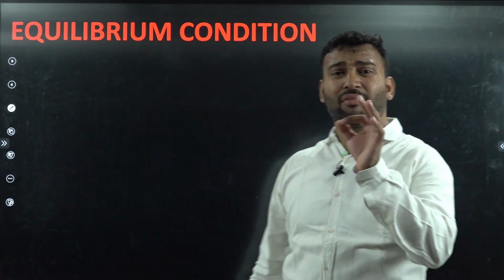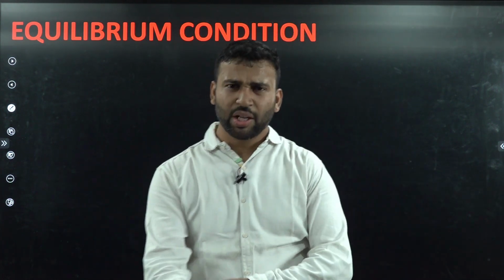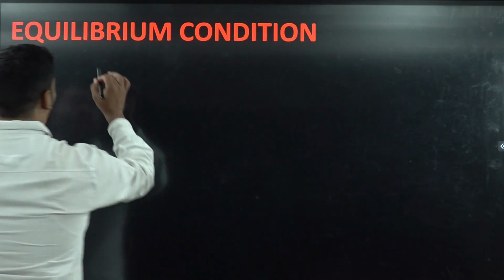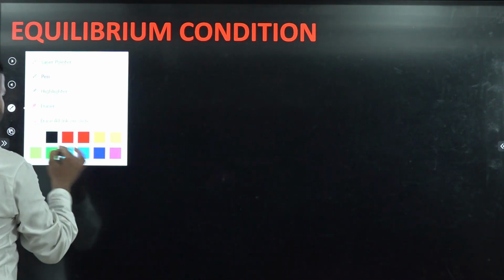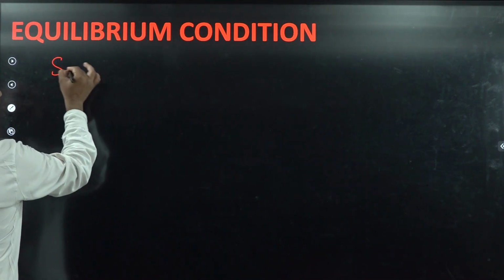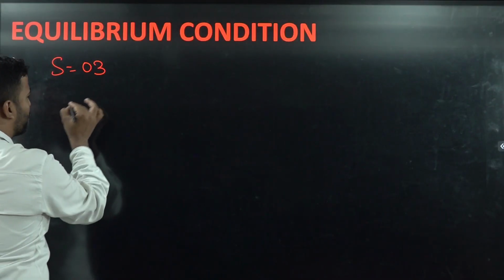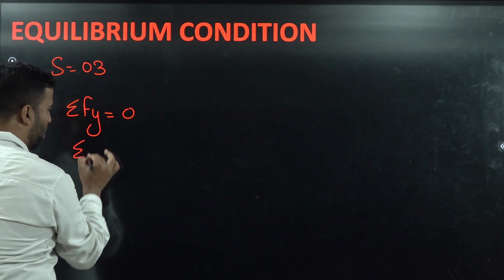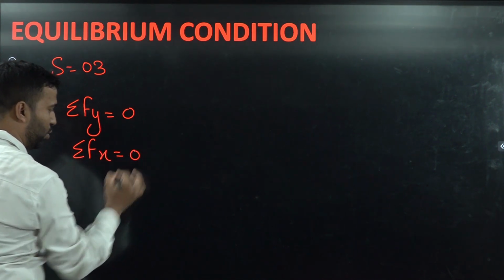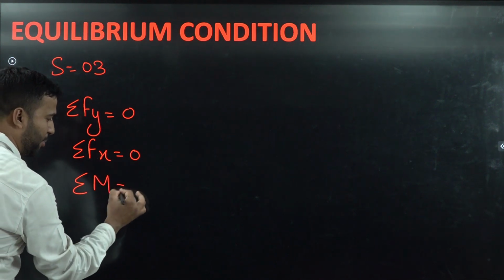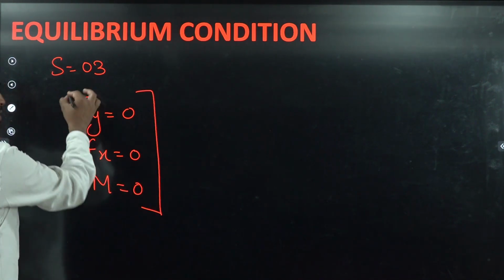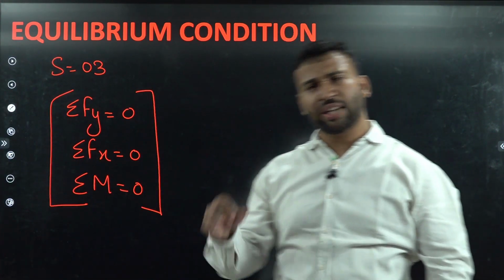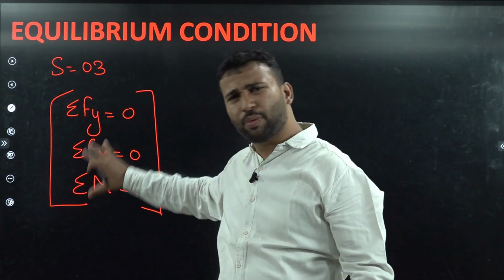Now what does the equilibrium condition mean? Yes student, we have already studied this concept, that in our structures we will have three equilibrium conditions. The first one is summation of all the forces in the vertical direction equals 0, summation of all the forces in the horizontal direction equals 0, and summation of moment about any point in the body equals 0. If this condition exists, then our body is in equilibrium. We have already discussed that, and you have the idea of this equilibrium condition.